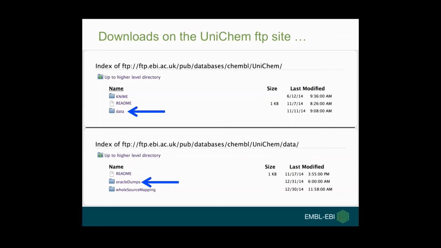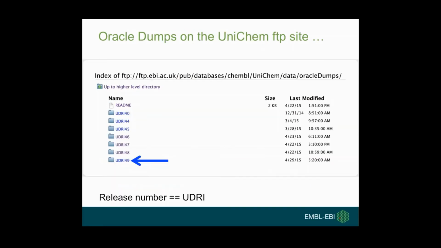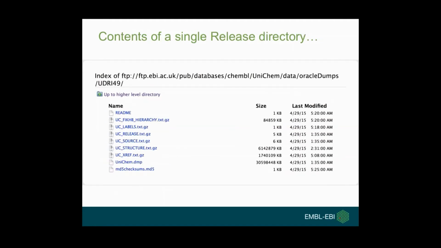Let's look at Oracle Dumps first. If you were to click on Oracle Dumps, then you'll be presented with something which looks a little like this, which is a list of the UDRIs, or UniChem Data Release IDs. These are the same thing as the release numbers which were on the stats page 3 or 4 slides ago. I really ought to normalize them to the same name, but you can use them interchangeably. If you were to drill down on one of those, then you would see the contents as follows.